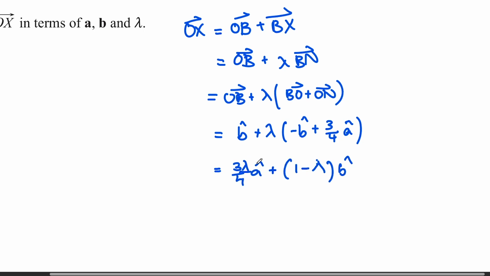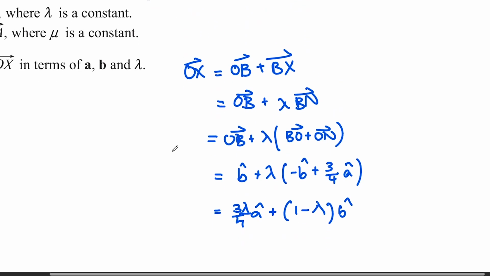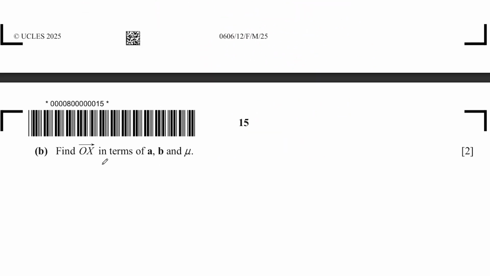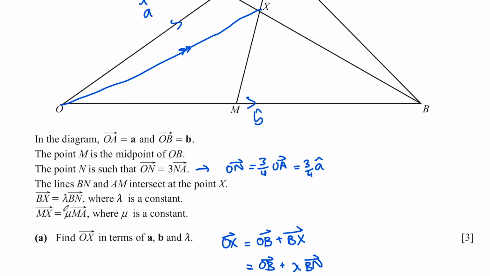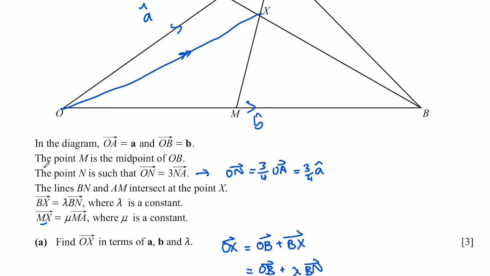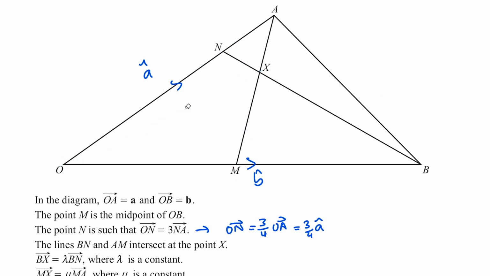3 lambda, right? So this is OX in terms of AB and lambda. So for part B, now we want to find OX in terms of AB and mu. So for mu we need to relate this one, MX. So I'll erase this. We want to relate MX.